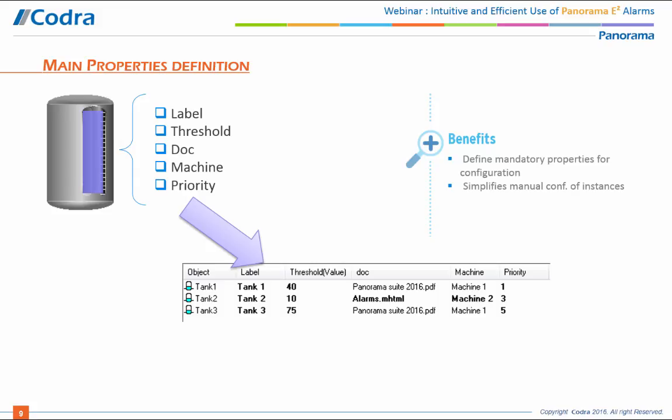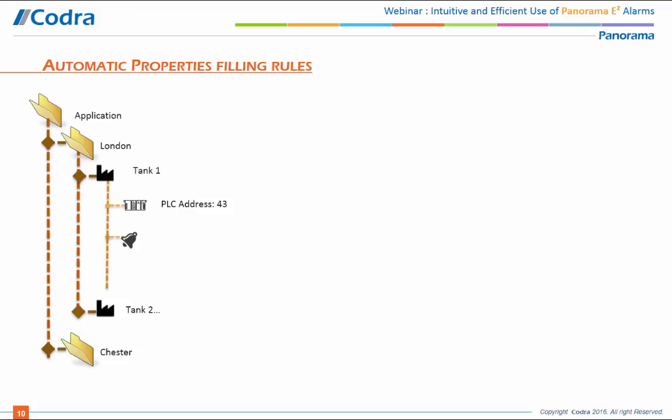On this table, you can use copy and paste with increment to facilitate configuration. So it's easy to set up plenty of instances of the same component. But there is another tool which facilitates configuration. I spoke about categories and automatic filling rules.